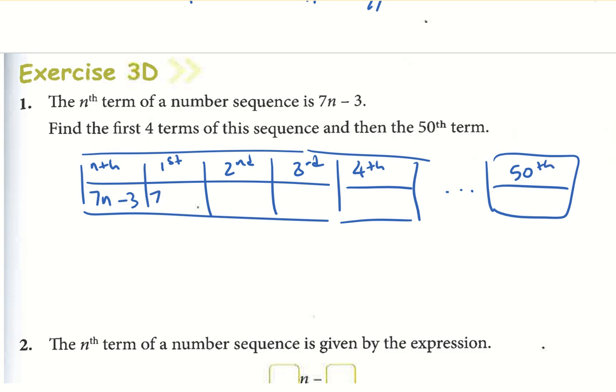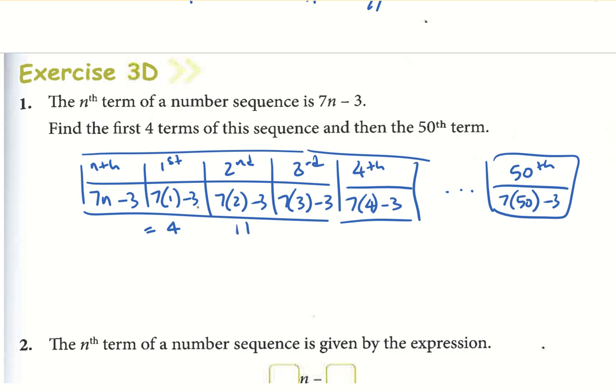So the formula is the same. 7 times 1 minus 3. 7 times 2 minus 3. 7 times 3 minus 3. 7 times 4 minus 3. 7 times 50 minus 3. So take our calculator, work them out. This will give us 4. This will be 14 minus 3 is 11.